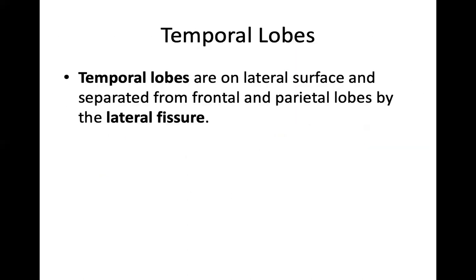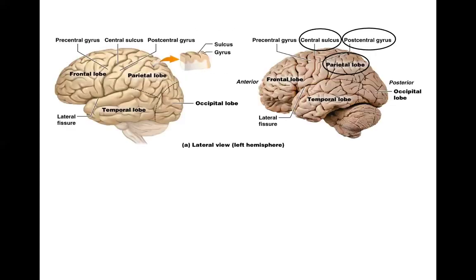Lateral fissure. The temporal lobes are on the lateral surface, separated from the frontal and parietal lobes by the lateral fissure. So look at this temporal lobe. In front, there's the lateral fissure you see, and above the front and top, that is the area just behind the temporal bone. We call it the temporal lobe.